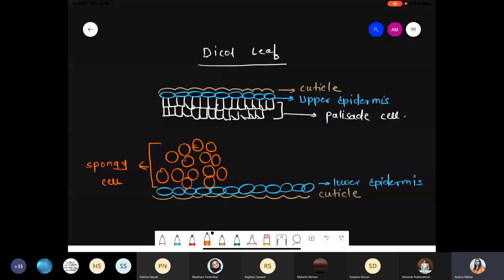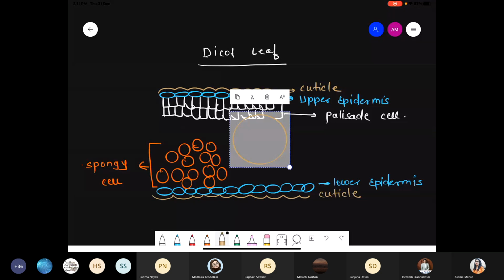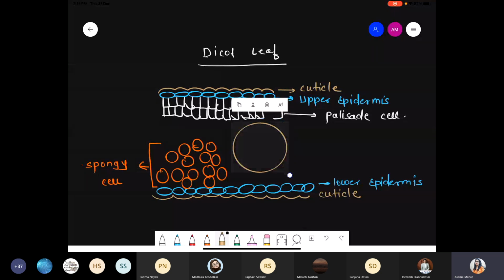In case of the dicot as well as the monocot leaf, a closed vascular bundle is present. Closed means what? Cambium is totally absent, right? So quickly we draw a simple diagrammatic structure for the vascular bundle. So suppose you have a vascular bundle, right? Now, one second. This is the vascular bundle.